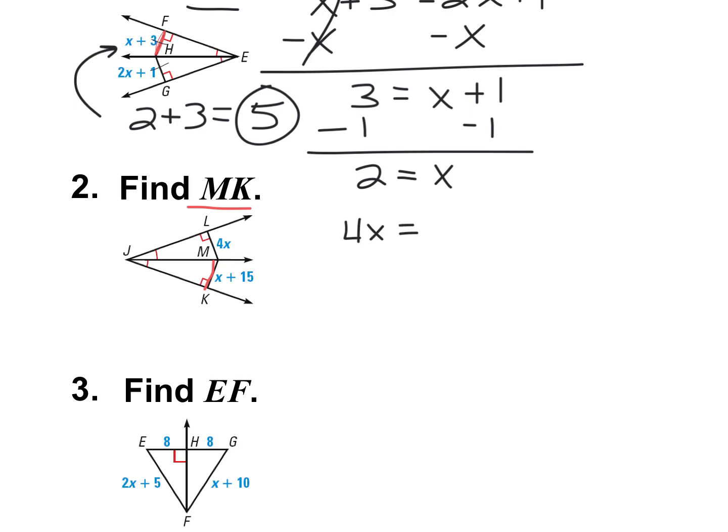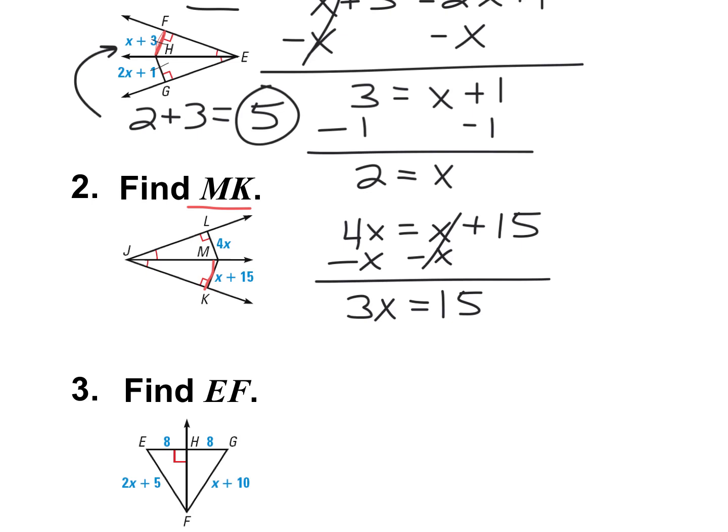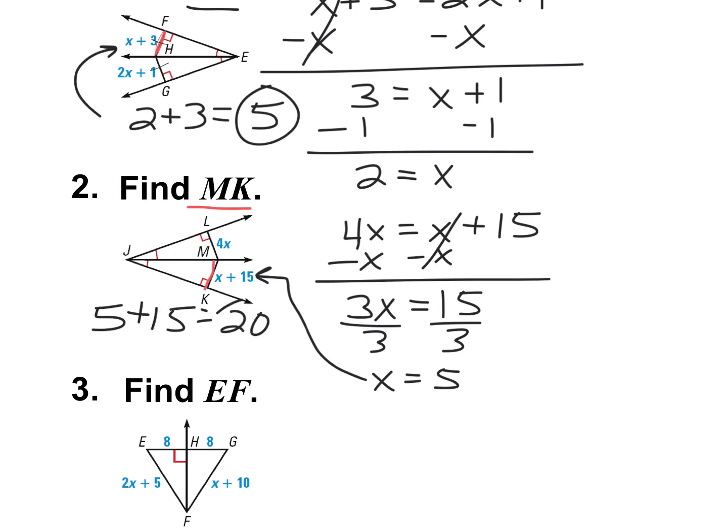So we have 4x equals x plus 15. We want to combine like terms, so what do I need to move over? The x, so subtract x. So we have 3x equals 15, and then lastly, divide by 3, x equals 5. But is that our answer? No. Why not? Because we have to find MK, so we need to plug in x to this equation here. So we have 5 plus 15 gives you 20. That makes sense? Okay.